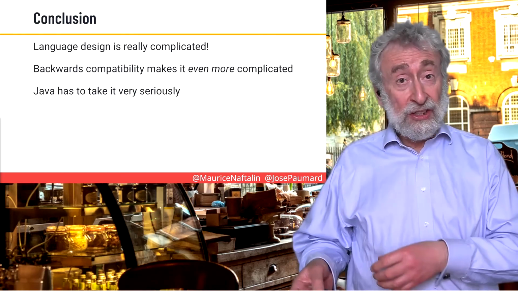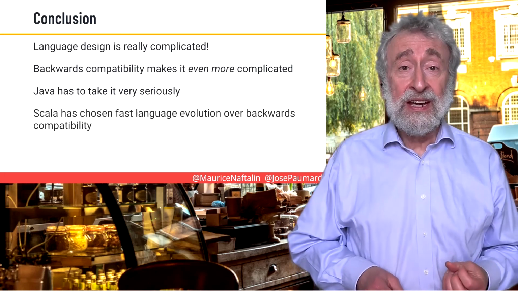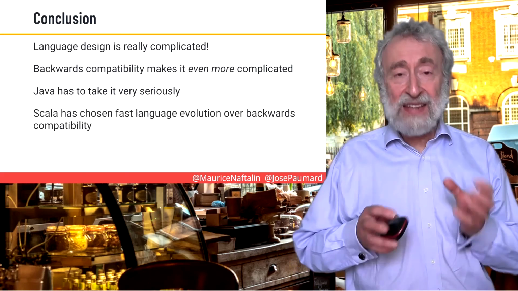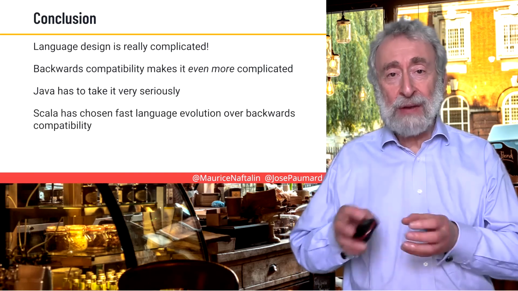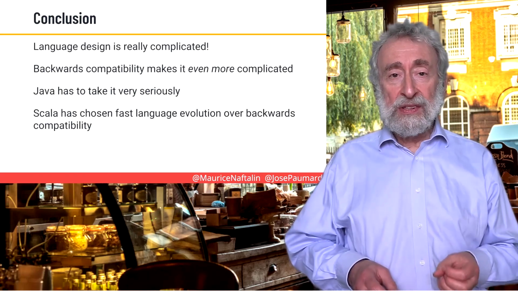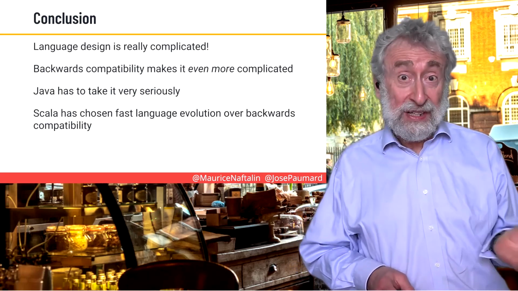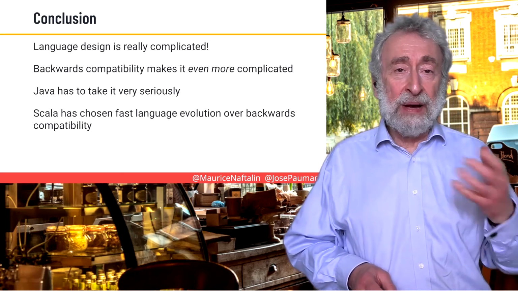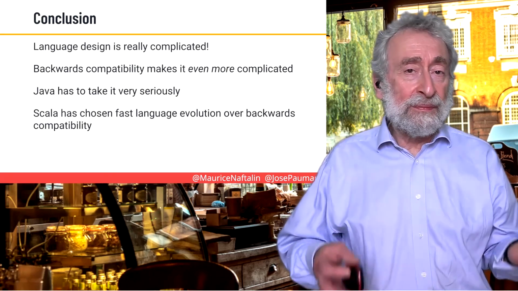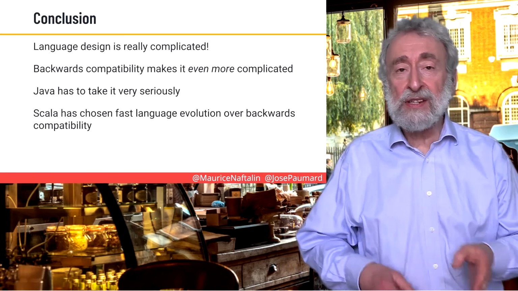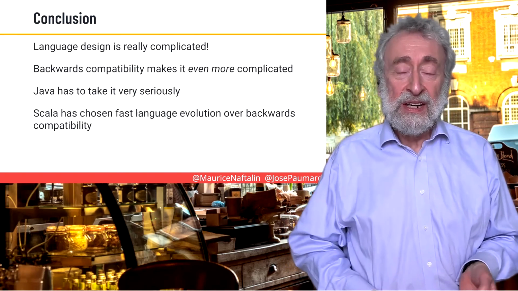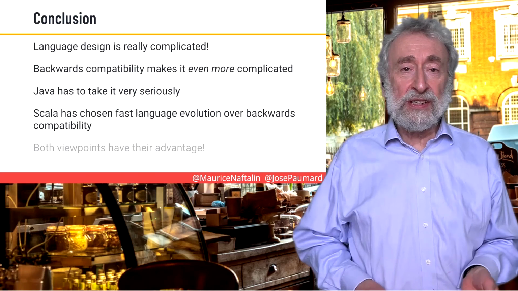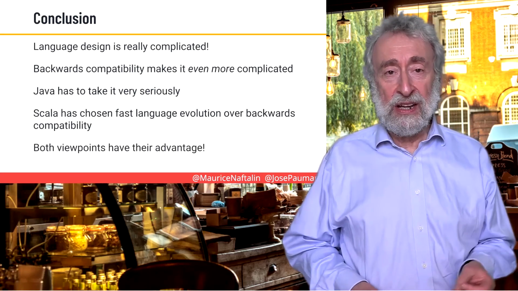So, as I mentioned, Scala made a different decision. The designers decided there that fast language evolution was more important than backward compatibility, with the result that the language has been very dynamic, but hasn't been very stable. It's evolved very quickly, but each release of Scala has brought its own compatibility problems. So each viewpoint has its advantages, and both have their disadvantages as well.